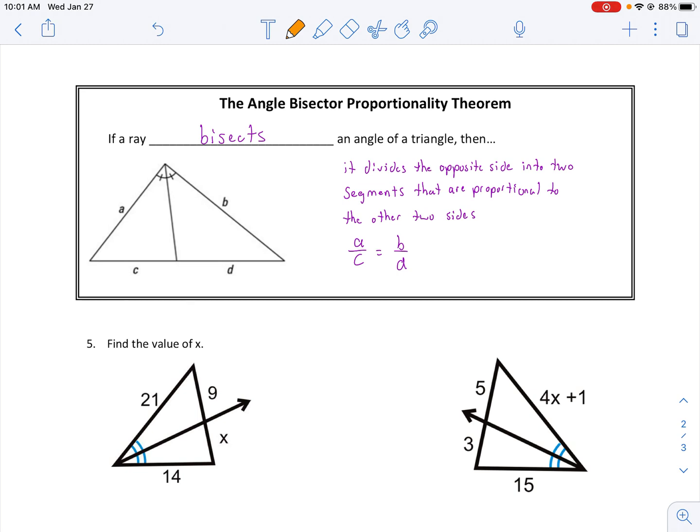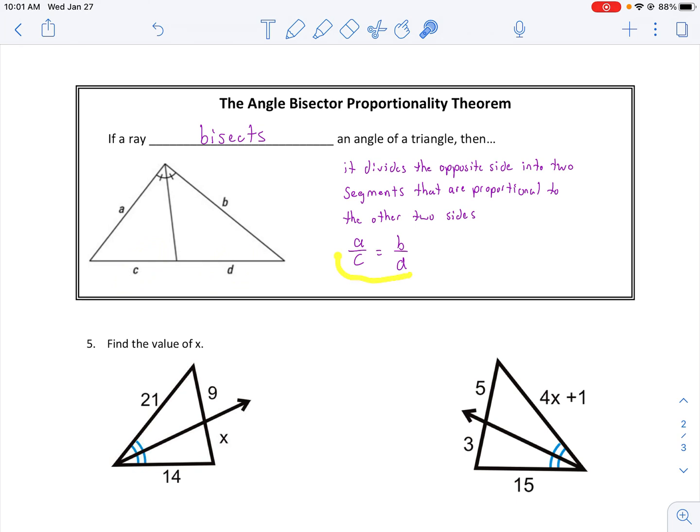Now it says if a ray bisects, so remember a ray is like this right here, like a line that has an endpoint and goes on. So imagine this actually goes on forever, but we don't draw it because it's not important to the picture. But we have a ray that bisects an angle, so it makes these two angles congruent. If that happens, then it divides the opposite side, so this side, into two segments. So we have a segment here and a segment here that are proportional to the other two sides.